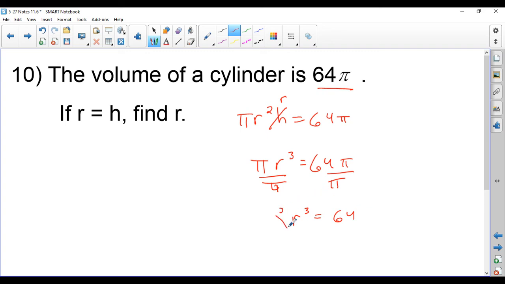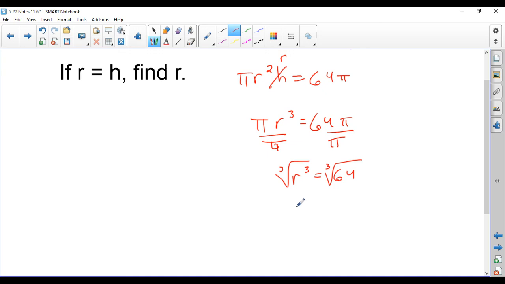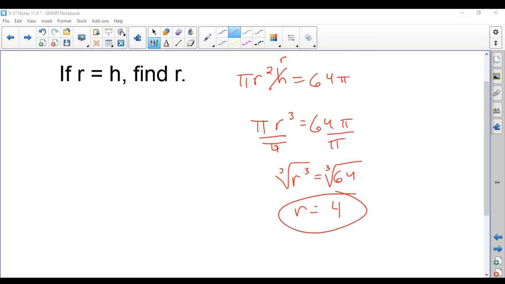You're going to take the cube root, which is in the math menu on your calculator, and the cube root of 64 is 4. The unit here is not given, so my answer is a radius of 4. Make sure in your homework that you are showing all your work, and then we're going to move on to pyramids tomorrow.